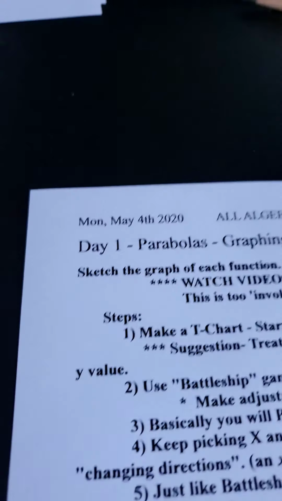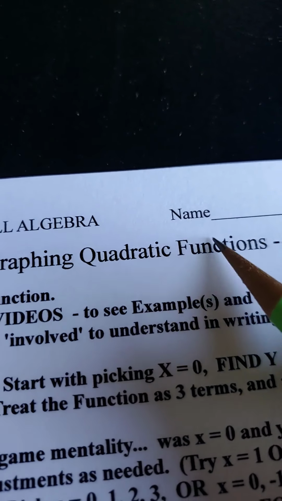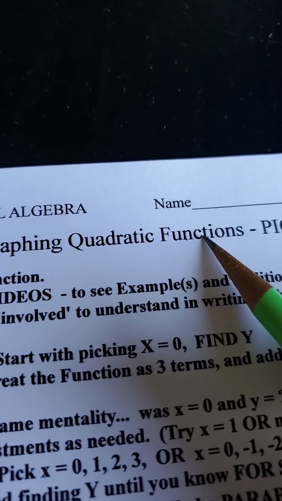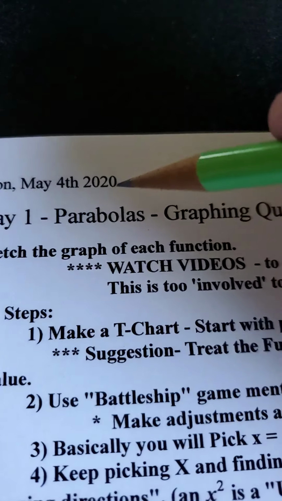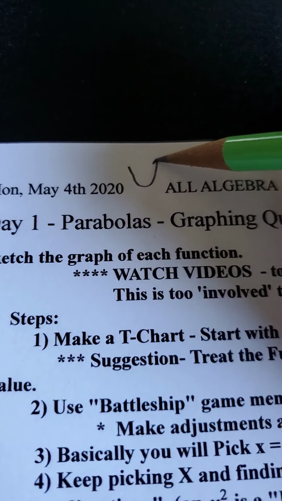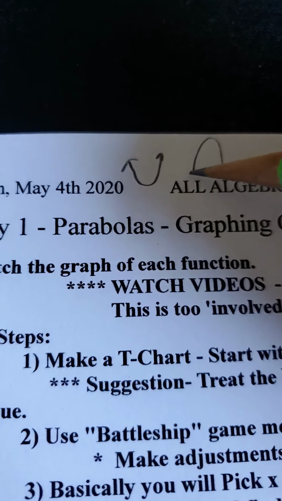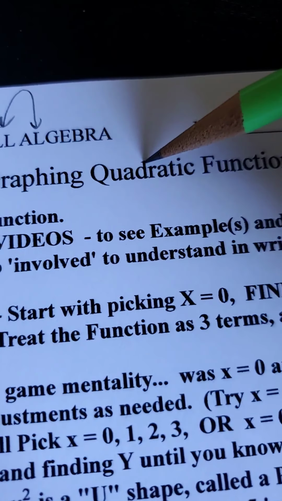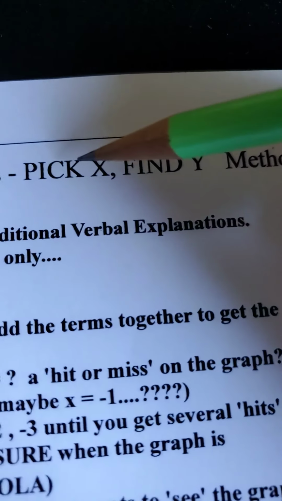What we're doing today is we're going to be graphing quadratic functions, graphing quadratic equations or functions. A function is basically a rule of how x and y are related to one another. They are called parabolas. Parabolas basically are U-shaped. So they either look like that or they could be upside down looking like that. A parabola comes from an x squared equation. Remember, quadratic means an x squared. And today we're going to use the pick x, find y method.